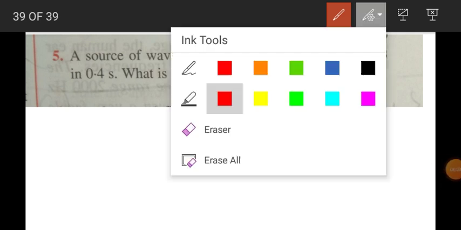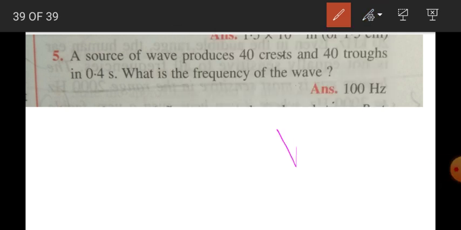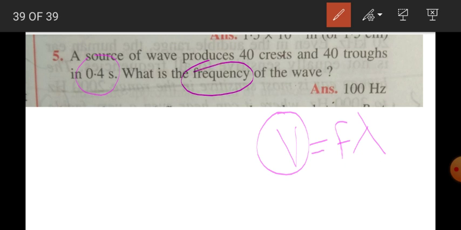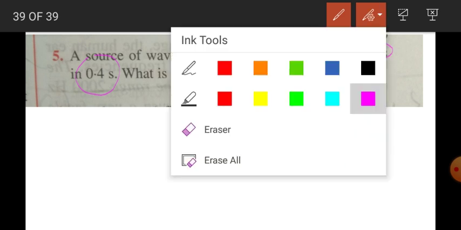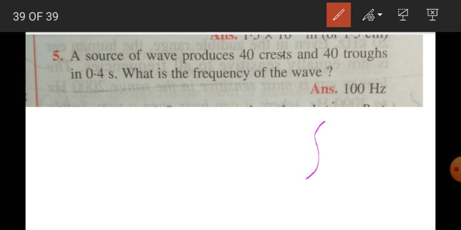One more thing. We are not going to use this formula here. We are going to use another formula. Why can we not use this formula here? Because speed is not given. Time is given, and we need to calculate the frequency. Also, vibration is mentioned. So we are going to use this formula.